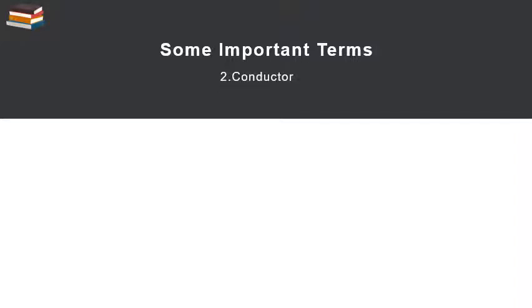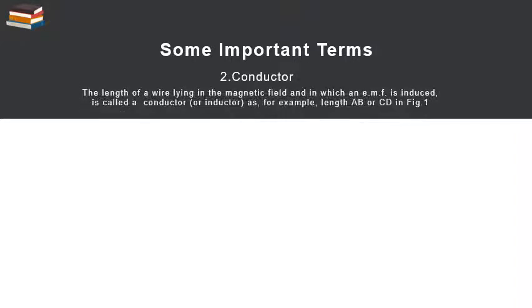The second is conductor. The length of a wire lying in the magnetic field and in which an EMF is induced is called a conductor. For example, length AB or CD in figure 1. So this is figure number 1.